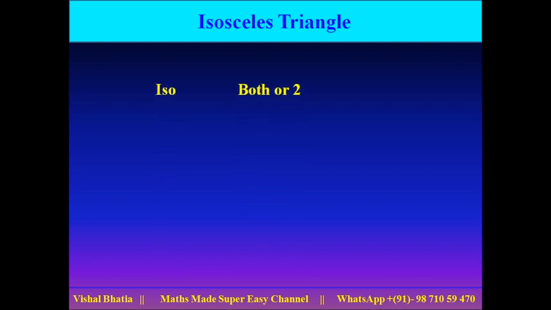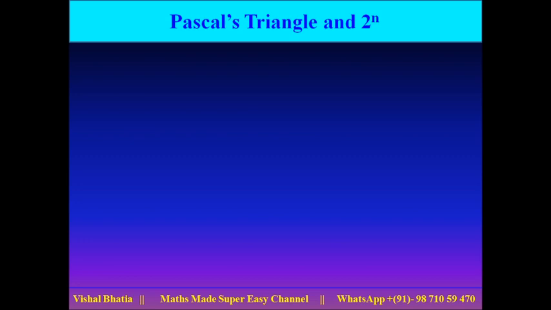Isosceles triangle. The word isos means both or two, and sceles actually stands for legs. So the two sides which are equal in dimensions are the legs of the isosceles triangle, and the third side is called the base of the isosceles triangle.